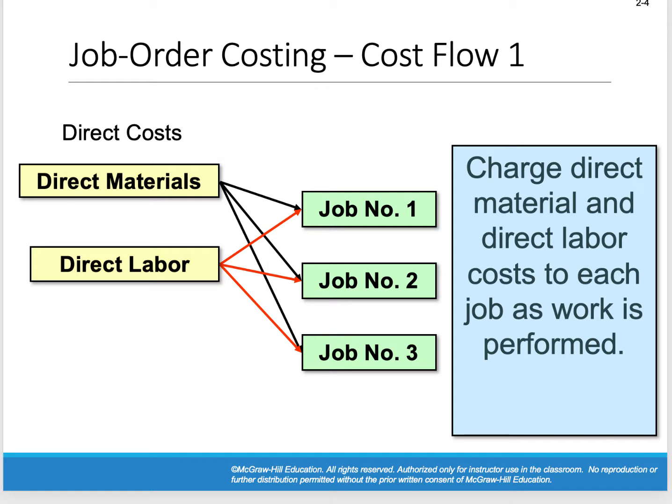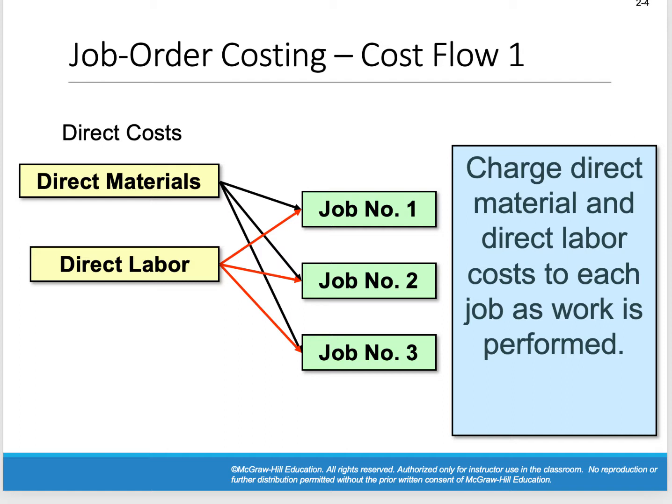So let's look at how these costs flow. Okay, now this is the key to job order costing, and I want you to think of job order costing sort of like putting a jigsaw puzzle together. Okay, we have all these pieces, right? Well, what are our pieces? Direct material, direct labor, manufacturing overhead. Those are our manufacturing costs, also known as our product costs, right? We have all these pieces. We need to put them with each job that they go to, okay?